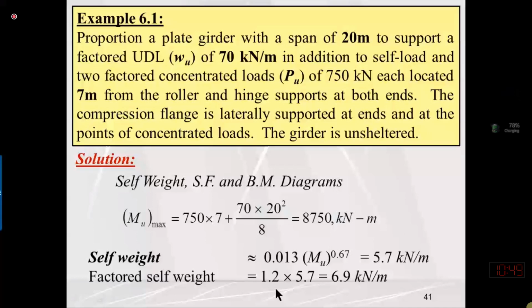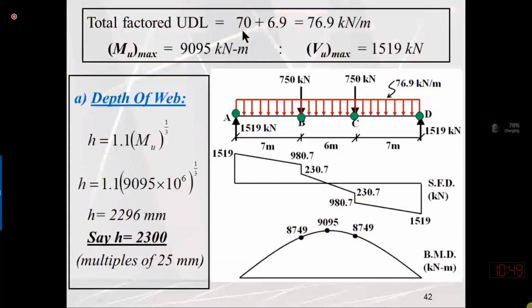Okay, now we need to add this 6.9 load into the total applied load because self weight is the distributed load. So we will add this 6.9 into 70. So total applied factored UDL, or uniformly distributed load, will be 76.9. So now we have updated the loading, including the self weight, and the point load will remain as it is.